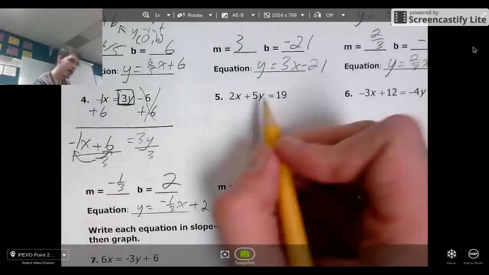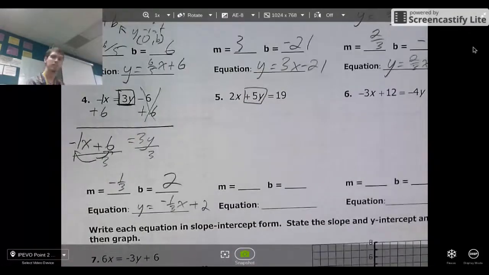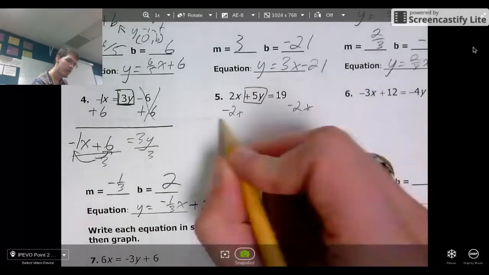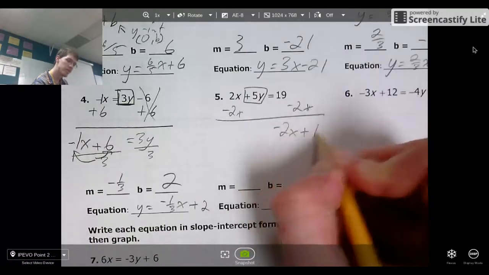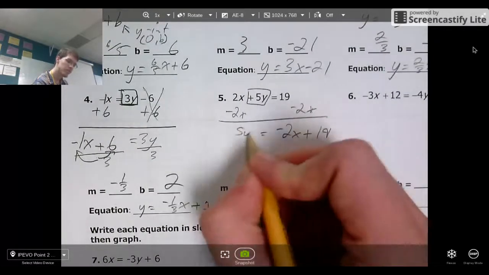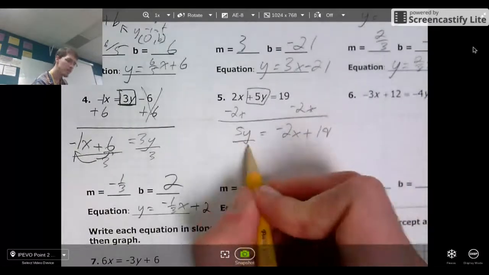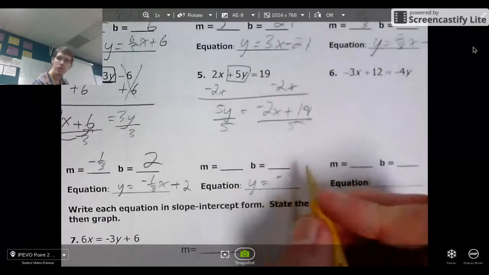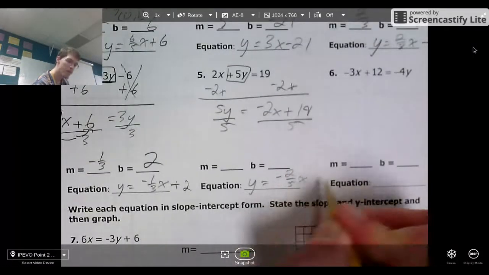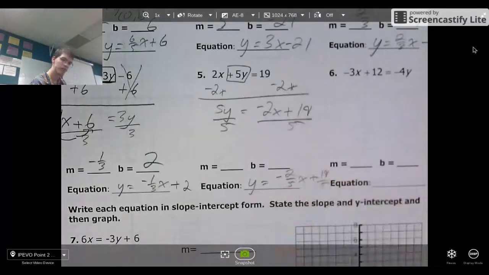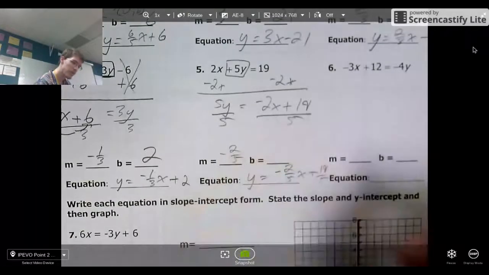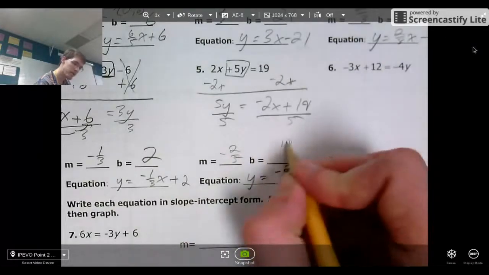Number 5, I want y by itself, so I'm going to box in the 5y. Subtract 2x. Looks like negative 2x plus 19. 5y. Divide by 5. And I get y equals negative 2/5 x plus 19 over 5. Now, unfortunately for us, those do not reduce, so negative 2/5 is our slope, and our y-intercept, our b, is 19 over 5.